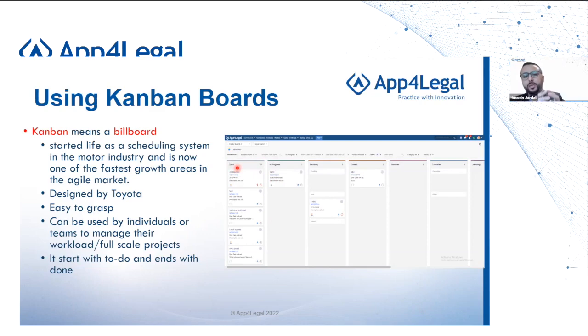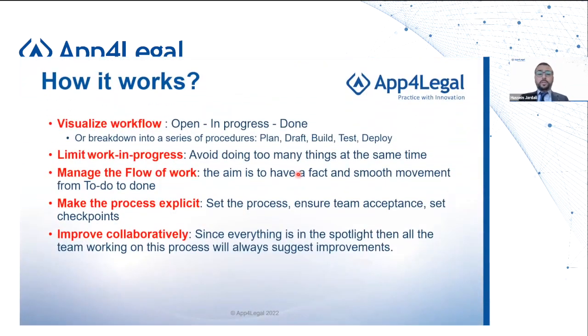There's a universal best practice to use open, in progress, pending, closed, invoice, not invoice. So you define the headers of the Kanban, and then the tickets, which are either the matters or the tasks that you are working on, will move according to their status and how much of them was done or not. So it works like this. You need to visualize the workflow. You predefine the workflow. What is the workflow of a litigation case?